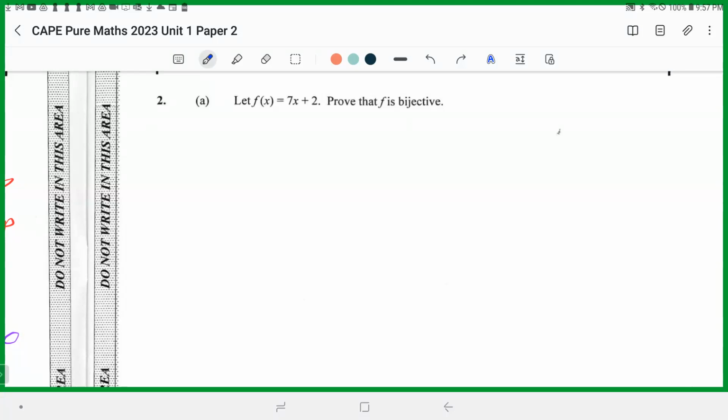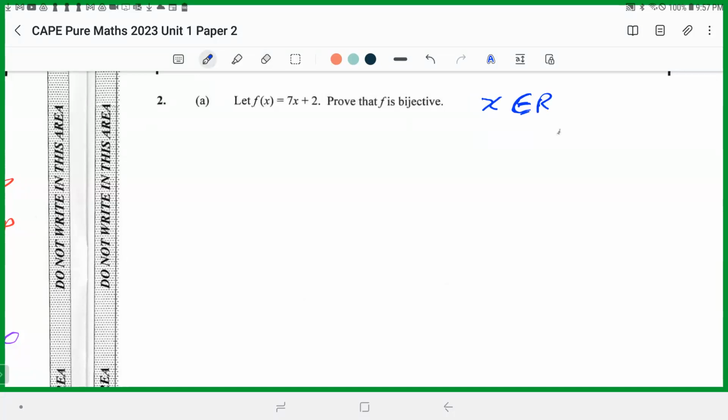Because I didn't mention any domain, we're going to take it that x is in the set of real numbers. So we're going to take it that there's no restriction. We're only operating on real numbers in this function. That's the first thing. There are no limitations. x is any real number. That's what we're going to say for this function.